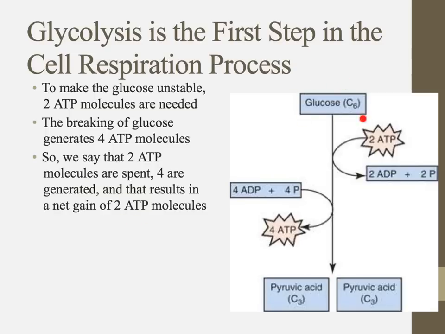Again, we're going from glucose, which is a 6-carbon sugar, to 2 3-carbon compounds, plus a net gain of 2 ATP. Okay, we had to spend 2, so minus 2. We added 4, minus 2 plus 4 gives me a net gain of 2 ATP.